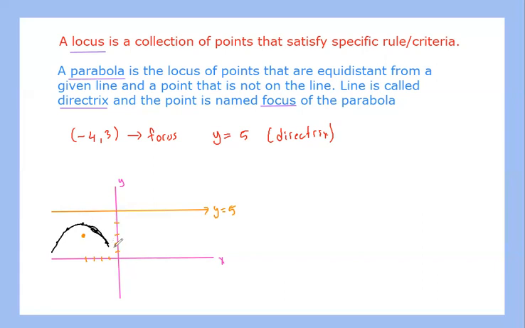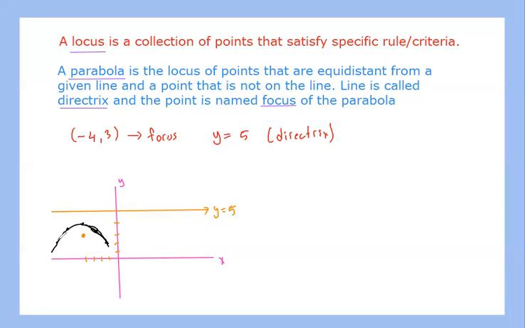Okay, but I don't really know where this is going to cut through, which I don't really care about at this point. So now that we have at least some rough picture, we can make the equation by using the definition. The definition of the parabola says it is the locus of the points that are equidistant from the given line, which is this line, and the point that is not on the line.